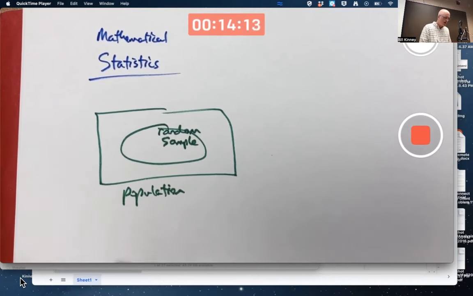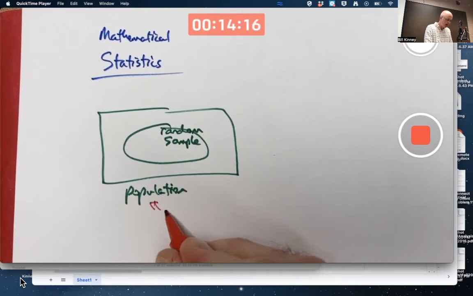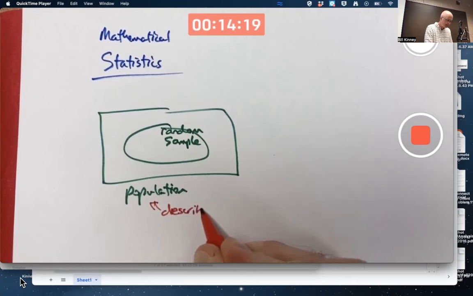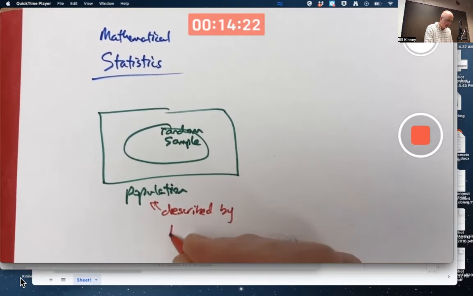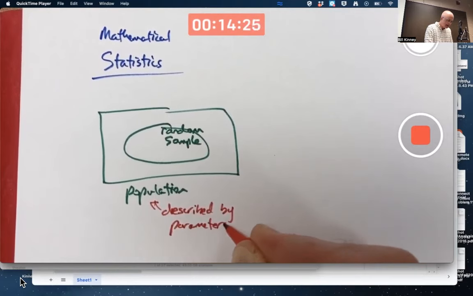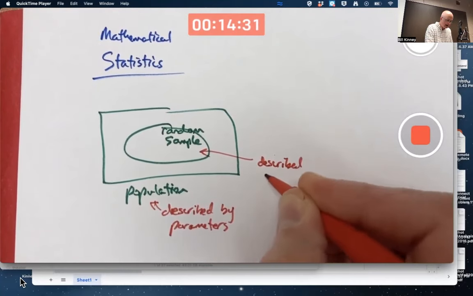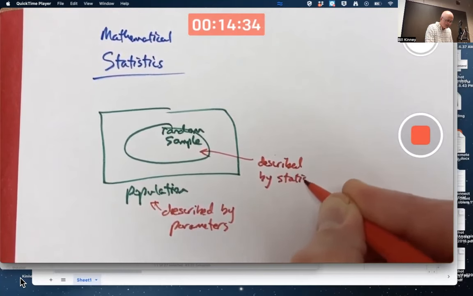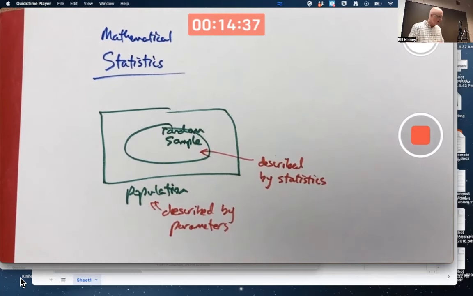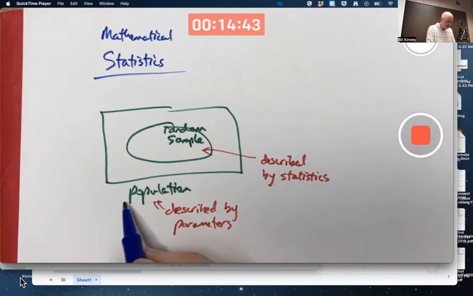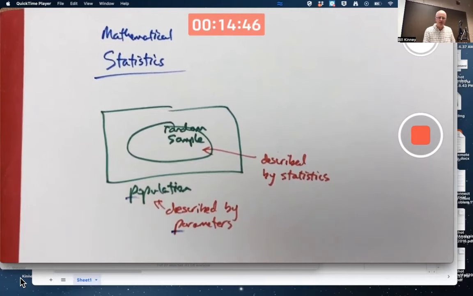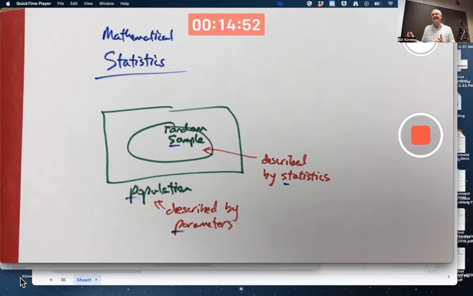Populations, when you think about them this way, are described by parameters. And random samples are described by statistics. And it's one of the very fortunate times in this class that occurs more than once where, oh, this is great. Population and parameter both start with P. Sample and statistic both start with S. How fortunate. P goes with P, S goes with S.